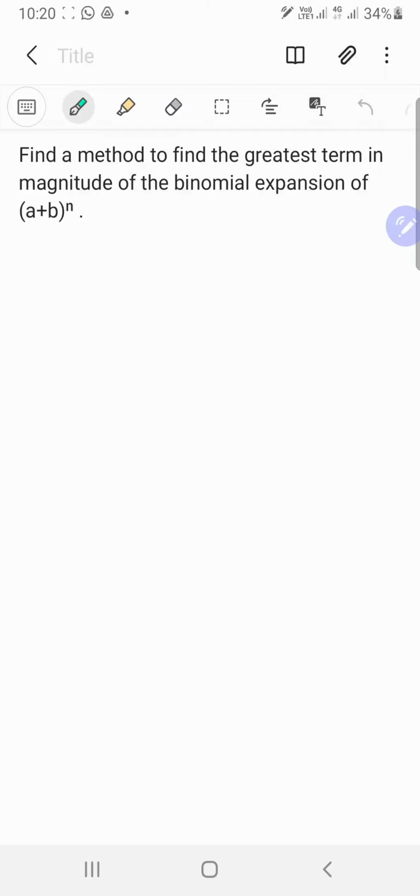Alright, so here we have to find a method to find the greatest term in terms of magnitude of the binomial expansion of (a + b)^n. Suppose that we find the greatest term somehow, and it is this term: n choose r, and then you have a^(n-r) and b^r.